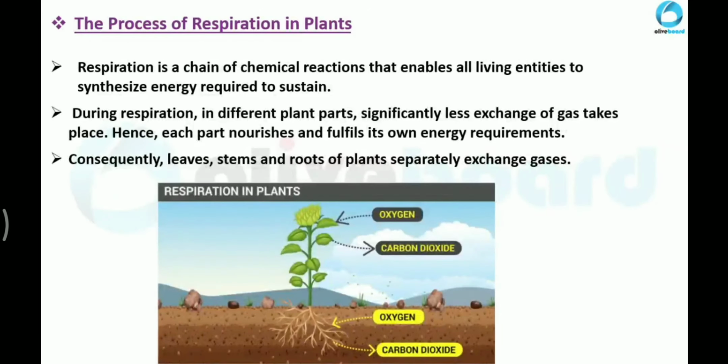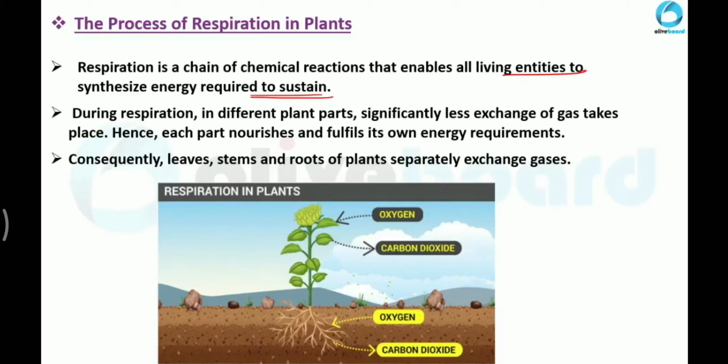Now we will discuss respiration in plants. Respiration is a chain of chemical reactions that enables all living entities to synthesize the energy required to sustain themselves. What is respiration? Basically, it is a chain of chemical reactions. Don't confuse it with photosynthesis here. Photosynthesis is a different thing.